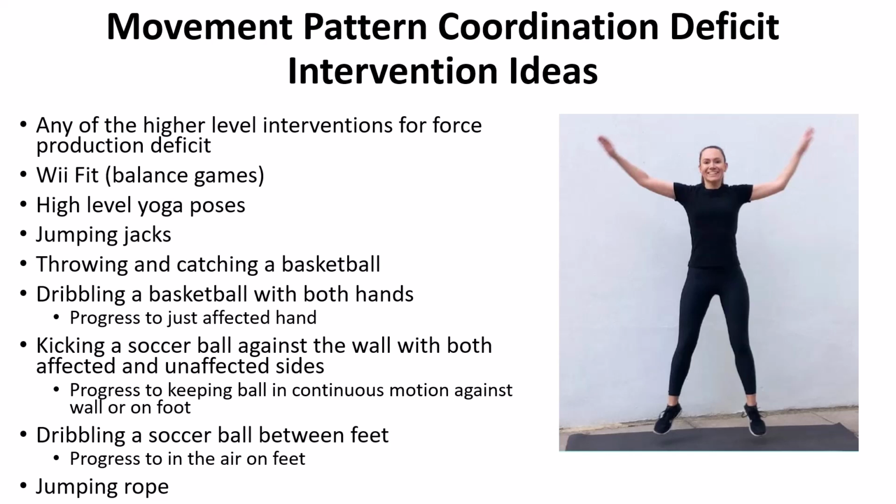And you'd be surprised at how difficult this will be for the person, because that affected side just doesn't have the speed and timing of the unaffected side, and it really comes through with jumping jacks. Other high-level activities would be throwing and catching a basketball, dribbling a basketball. You can start with both hands dribbling and then progress to just the affected hand dribbling in a gym.